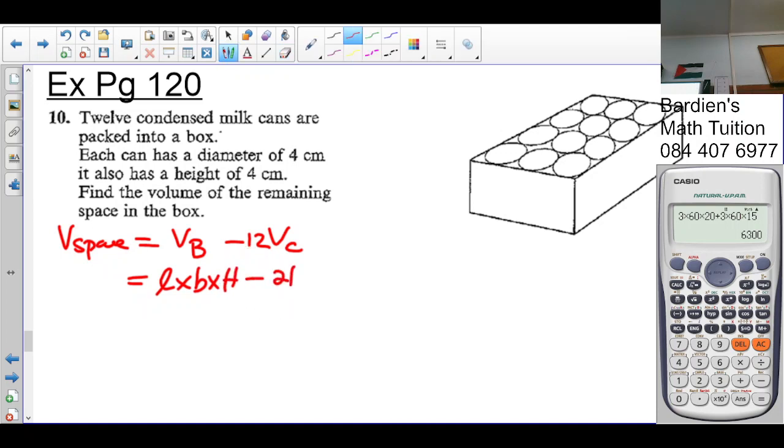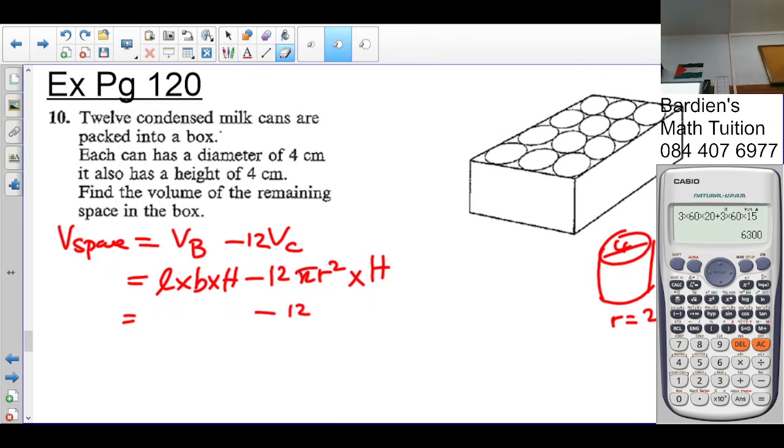Minus 12 times... how do you calculate the volume of a cylinder? Pi r squared h, or area of base times height. Okay, so let's look here. One condensed milk can measures 4 by 4. So what's the radius of a can? 2. And the height? 4. So there's no problem. So it's negative 12 times pi times my radius 2 squared times 4.